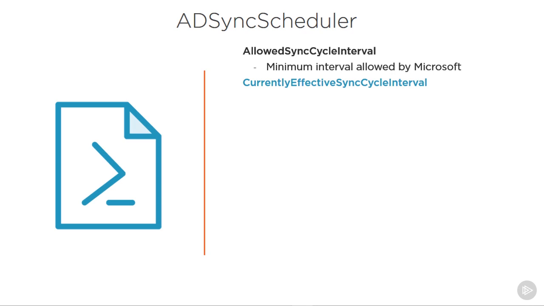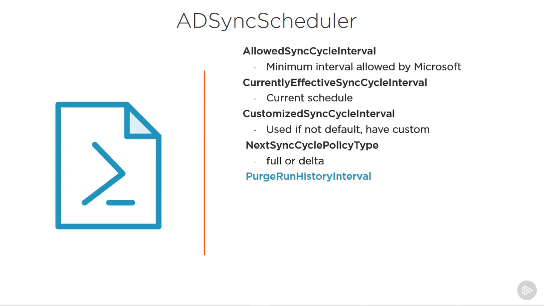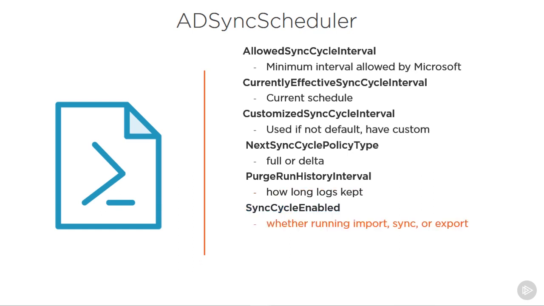We also have the CurrentlyEffectiveSyncCycleInterval. This is allowing me to get a view of what the current schedule is. We have the CustomizedSyncCycleInterval. This is used to determine what the customized sync interval is if I'm not using the default 30 minutes. We have a NextSyncCyclePolicyType. This is going to tell me the next time the synchronization runs, is it running a delta or is it running a full, or Initial is the actual keyword or parameter that we use with that. The PurgeRunHistoryInterval. This allows me to see how long we're going to keep the logs associated with the synchronization. And we have a SyncCycleEnabled, and this tells me whether or not we're going to be running an import, a sync, or an export.